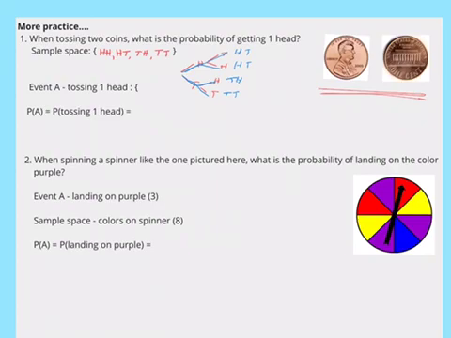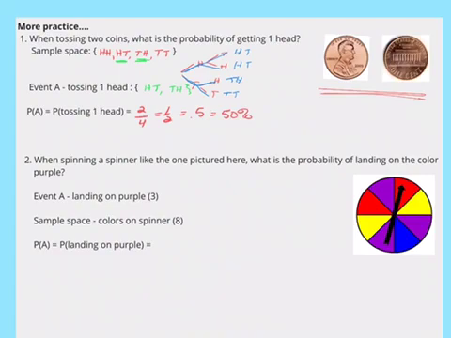So then my event is tossing 1 head. I can see from my sample space that there are just 2 times where I would end up with exactly 1 head. I have heads, tails as a possibility and tails, heads as another. So the probability when tossing 2 coins of having exactly 1 head appear would be 2 outcomes out of 4 outcomes, which is the same as a half, or 0.5, or a 50% chance.